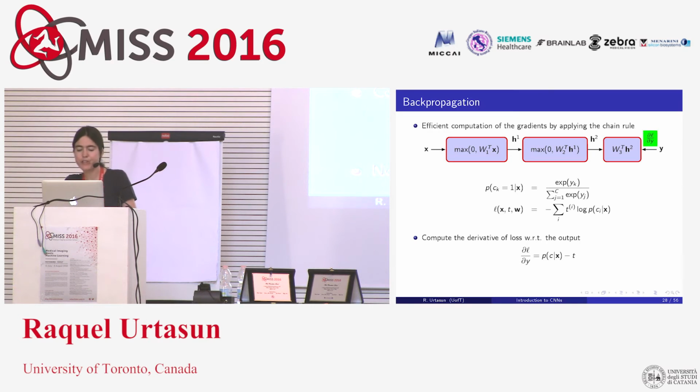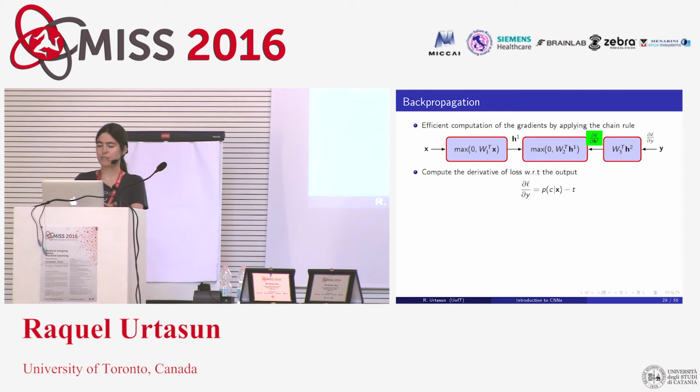Anyways, that's what this partial derivative with respect to y is doing, and then we're going to continue going backwards. So now we look at what is the partial derivative of the loss function with respect to all these hidden activations. So who knows the answer to this?